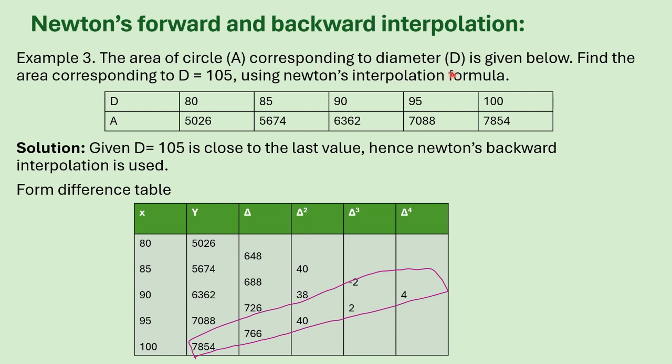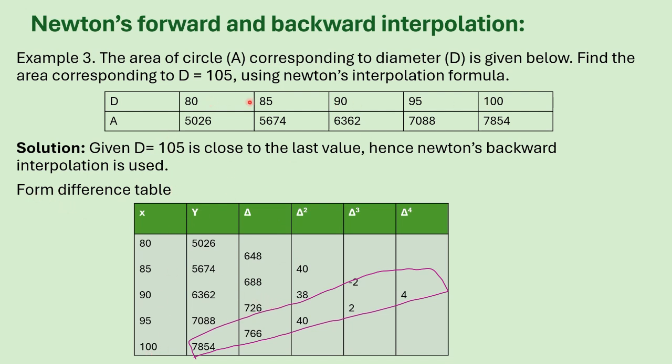So we have to use Newton's interpolation formula, but they have not told us whether it is forward interpolation or backward interpolation. Now since D is 105, it is close to the last value, so we will be using Newton's backward interpolation formula. So first we will form the difference table.